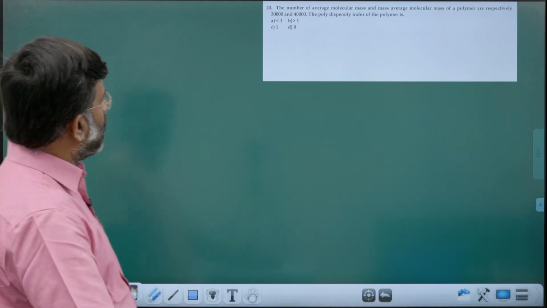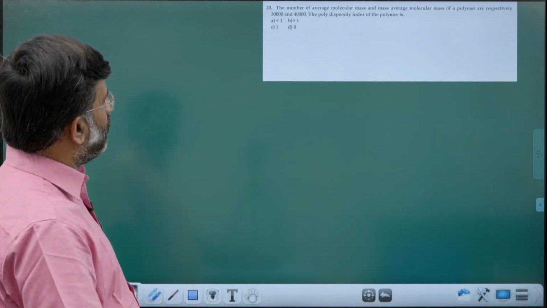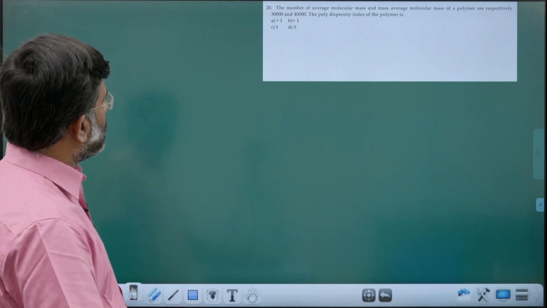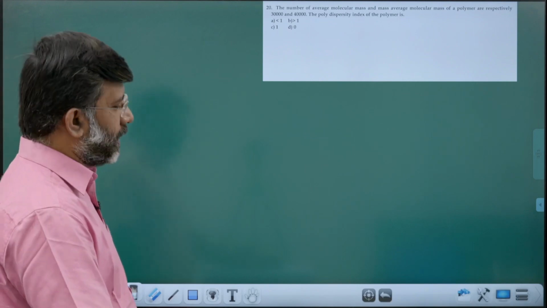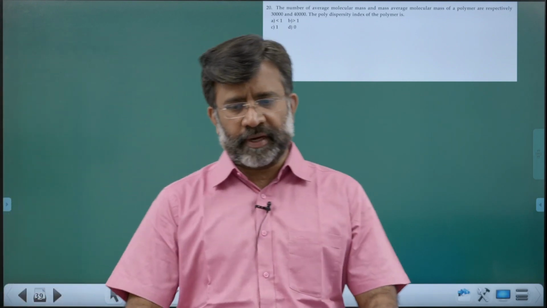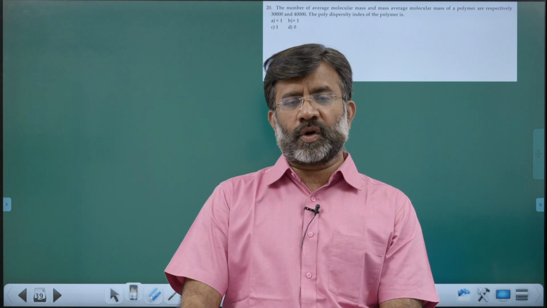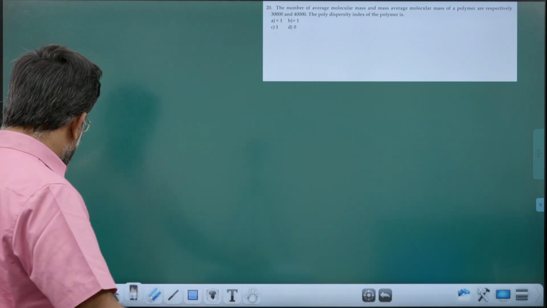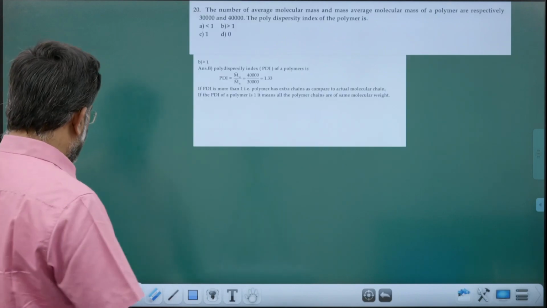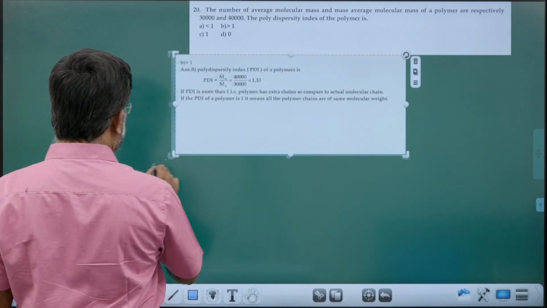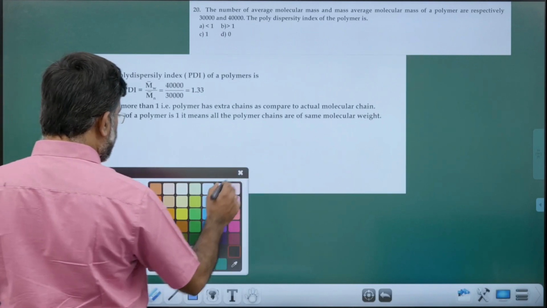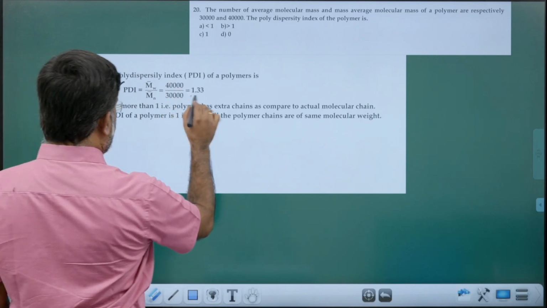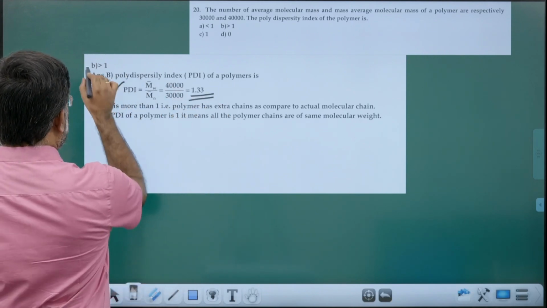The number average molecular mass and mass average molecular mass of a polymer are respectively 30,000 and 40,000. Polydispersity index is a very important index regarding the nature of the polymer and its polymeric chain characters. How to find the PDI value? PDI is equal to weight average molar mass divided by number average molar mass. 40,000 by 30,000 gives 1.33, and it is more than 1.